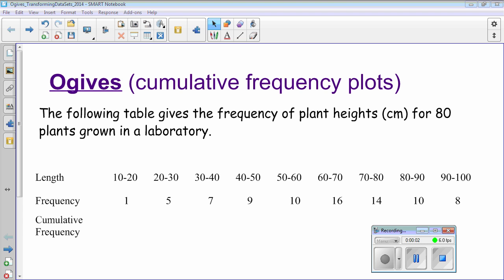Here's a new word, okay? It's called an ogive. It's kind of fun to say. And it's something that is what we call a cumulative frequency plot, okay?